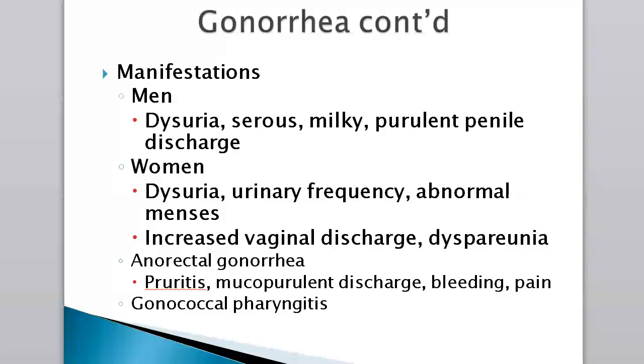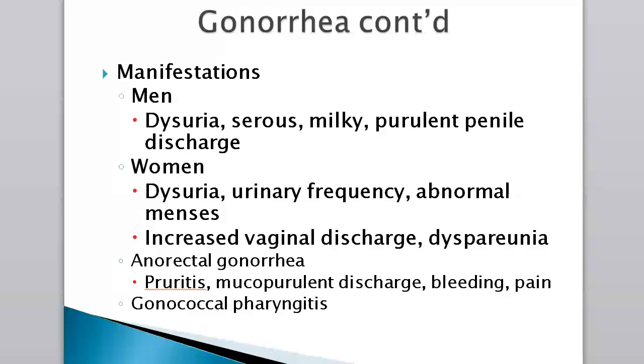Gonococcal pharyngitis occurs primarily in homosexual or bisexual men or heterosexual women after oral sexual contact with an infected partner, and those manifestations mimic strep throat, and include fever, sore throat, and enlarged lymph nodes.